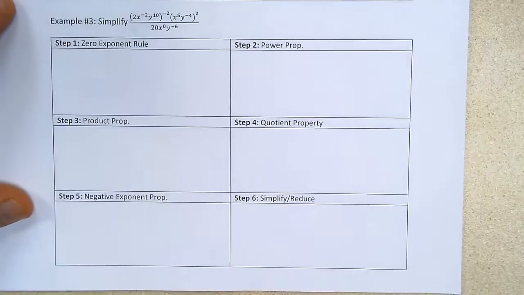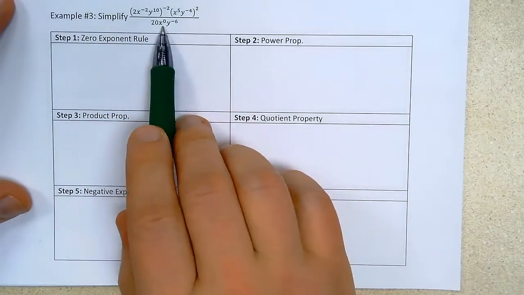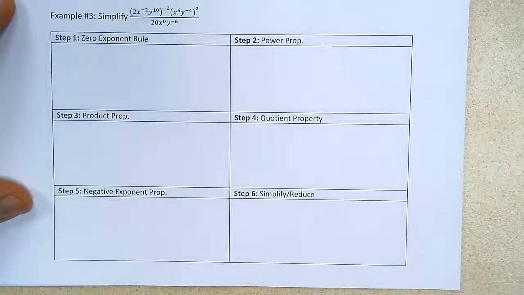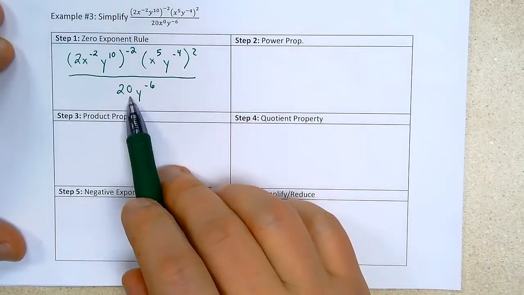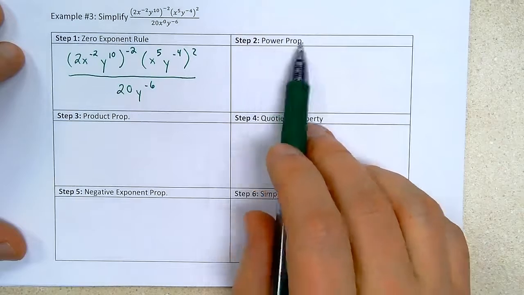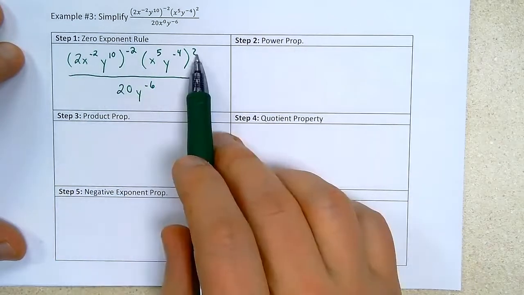Zero exponent rule. I'm going to look for any zero exponents, and we have one right there, so that's going to be replaced with a 1. Replaced with a 1, 20 times 1 is still 20. Now we'll use the power property, and I have this negative 2 that can apply to all of these terms, and this positive 2 that can apply to these terms.